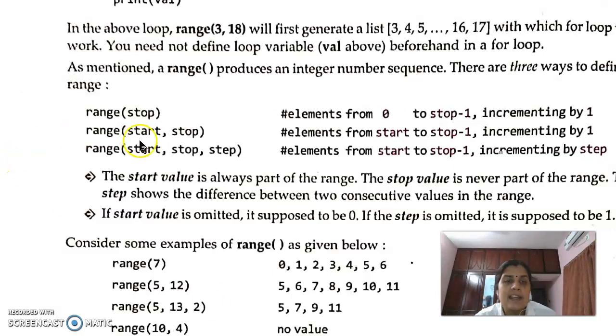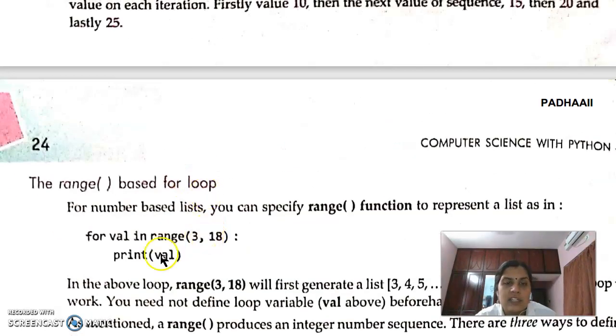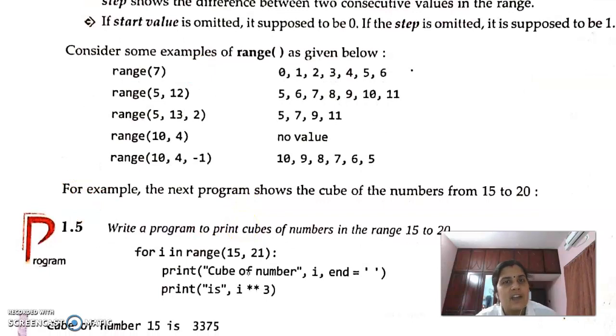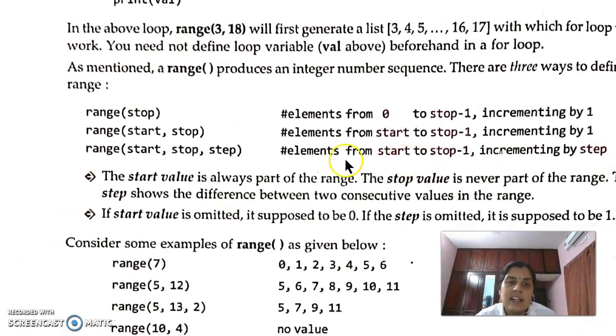Next type is range of start comma stop. We used in this case. That means there is a starting index and an ending index. Up to that index value is printed. Range of 5 comma 12 will print 5 6 7 8 9 10 11. 12 is not included.